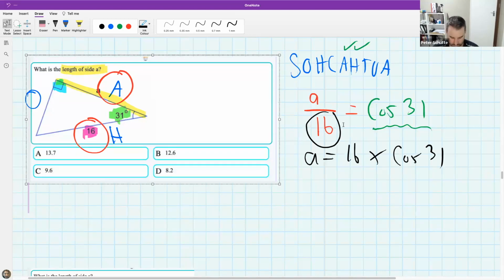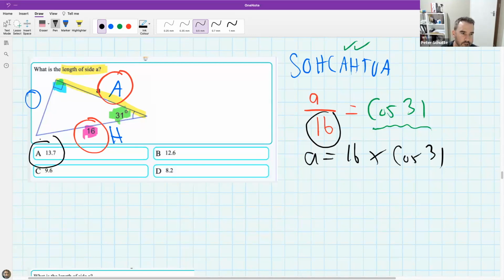So I'm taking out my calculator and I'm getting 16 times the cos of 31, which is 13.71, which gives me a. So the length of the unknown side is going to be 13.7 over there. Cool. So look at all the tools you have for finding unknown sides.